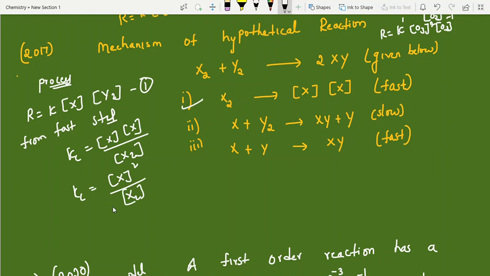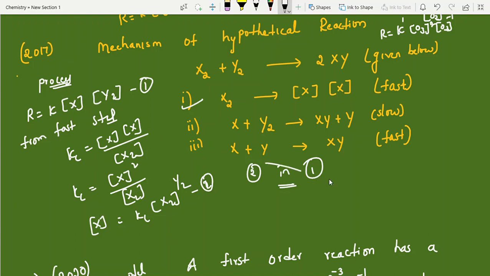Okay. So now X equal to Kc into, this is constant, no? Leave it like this, X2 to the power 1 by 2. This is equation 2. Again same thing, 2 in 1. Substitute. So common term X is there, no? Instead of X you can substitute this one. R equal to K into Kc into X2 to the power 1 by 2 into Y2.